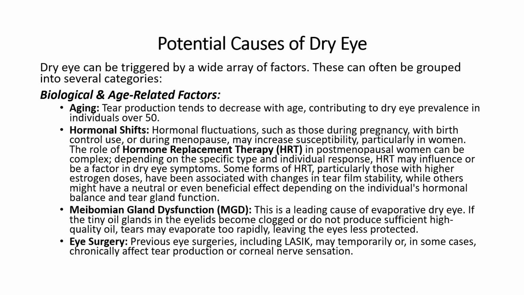Meibomian gland dysfunction, MGD. This is a leading cause of evaporative dry eye. If the tiny oil glands in the eyelids become clogged or do not produce sufficient high-quality oil, tears may evaporate too rapidly, leaving the eyes less protected. Eye surgery. Previous eye surgeries, including LASIK, may temporarily or, in some cases, chronically affect tear production or corneal nerve sensation.